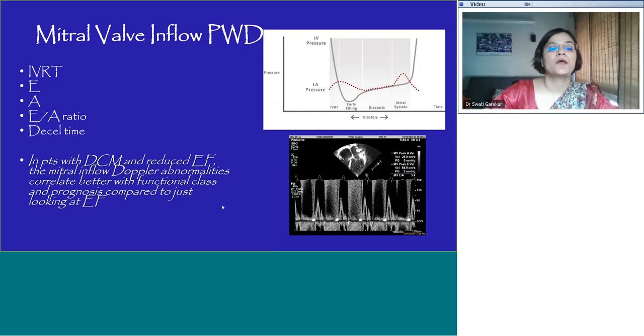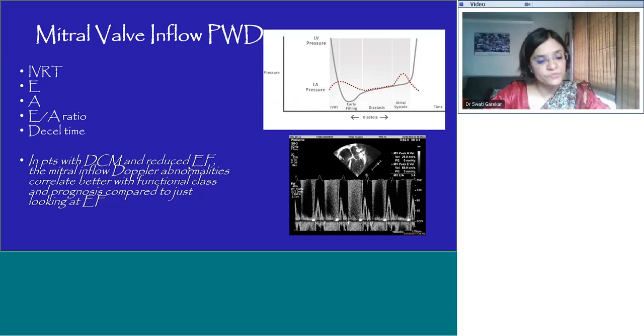Okay. So mitral valve inflow Doppler, we learned where to put the sample gate. Now the various waves. What all we study: IVRT, E/A ratio, and the deceleration time.